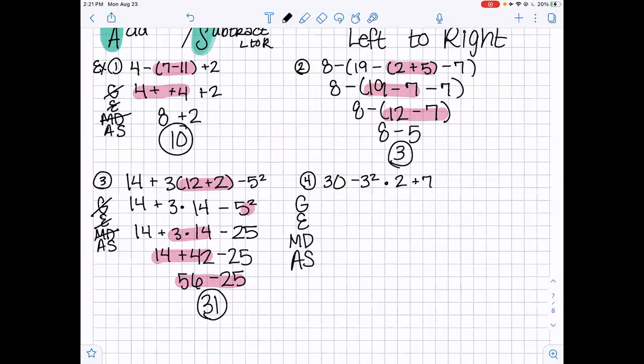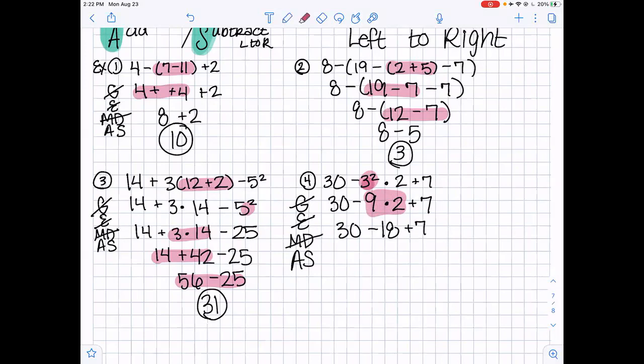Okay, are there any grouping symbols here? No grouping symbols. Cross it out. Exponents. Right here we got 3 squared, right? Lucas, what's 3 squared? 9. So 30 minus 9 times 2 plus 7. So I'm done with exponents. Multiply or divide. Do we have any of that? Yeah, 9 times 2. What's 9 times 2? 18.